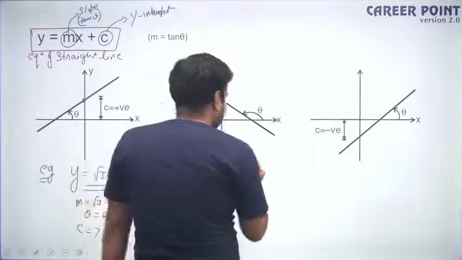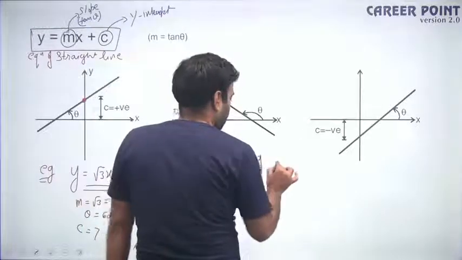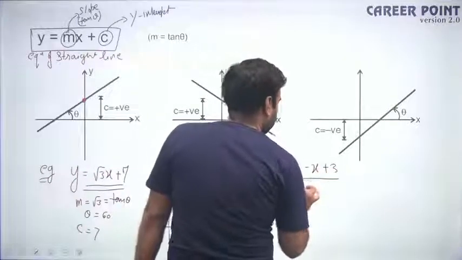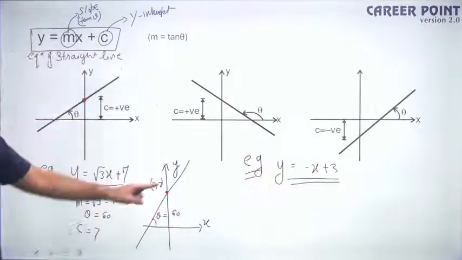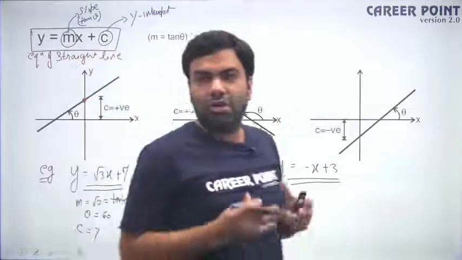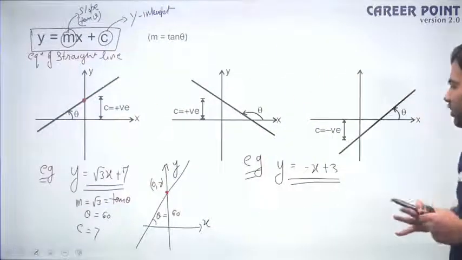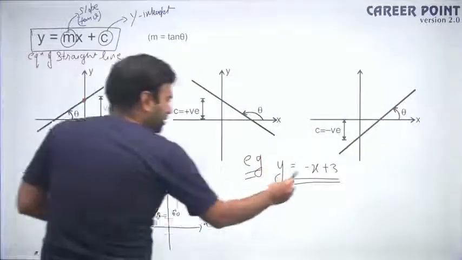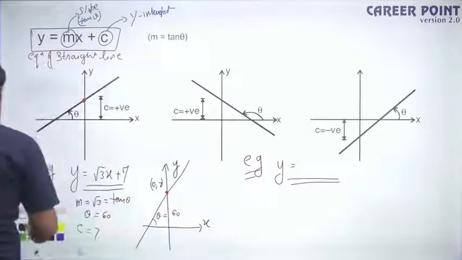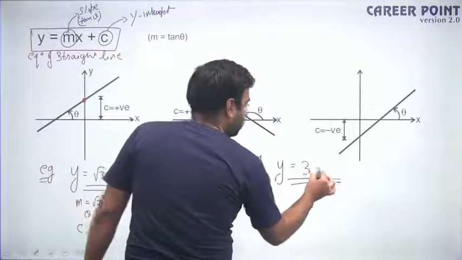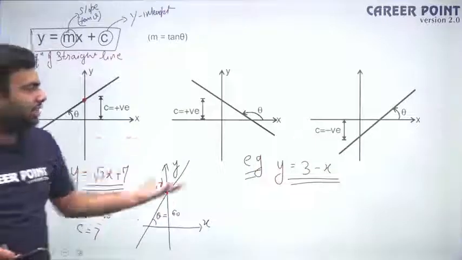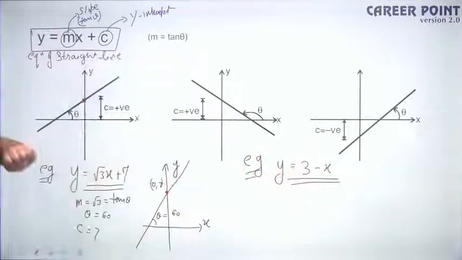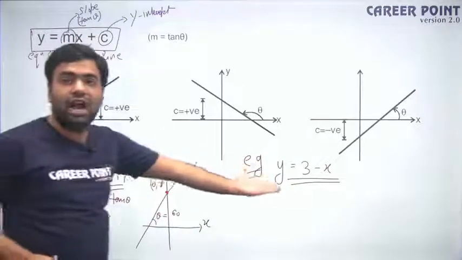If I take another example, y equals minus x plus 3. What will be the values of slope and the y-intercept? What is the value of m and c? First of all, this equation can also be written like this: y equals 3 minus x. Minus x plus 3 or 3 minus x, both are the same. So just find out the value of m and c to draw the graph of this line.